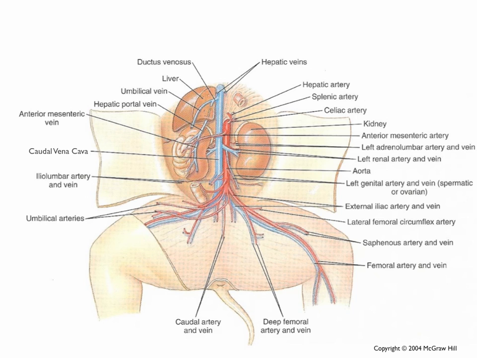Next, locate the kidneys. Take a moment to identify the renal veins in the figure. The renal veins empty deoxygenated blood into the caudal vena cava. Notice that the left renal vein is about twice as long as the right renal vein. As you move caudally, you can also see the genital veins and arteries, which supply the testes in the males and the ovaries in the female.